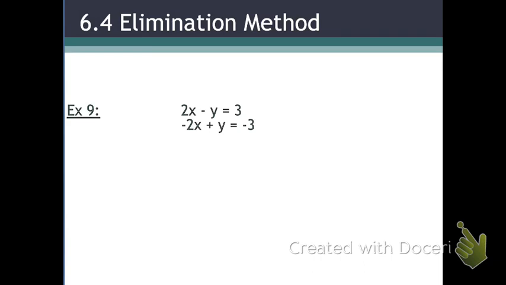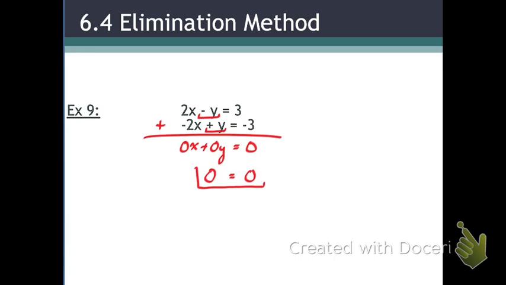All right, so with this equation, we are set up with 2x and negative 2x. Those are opposites, so I'm going to add these together because 2x plus negative 2x eliminates my x's. So that gives me 0x. Then I have negative y plus positive y, which also eliminates. Gives me 0y. And then on the right side, I've got 3 plus negative 3, which gives me 0. So I end up at the end of this with 0 equal to 0.